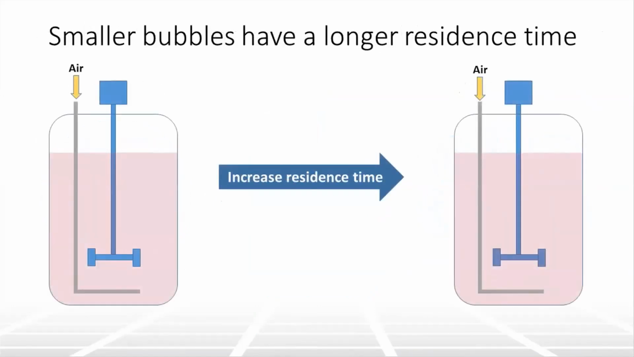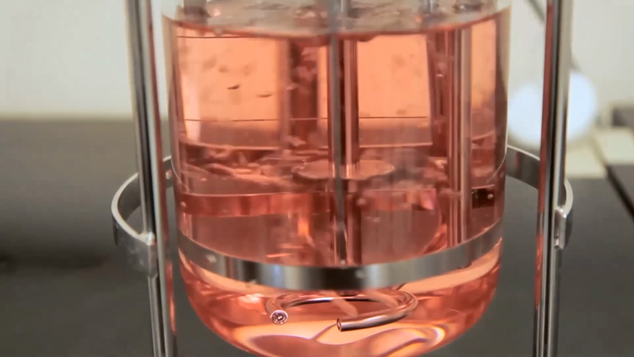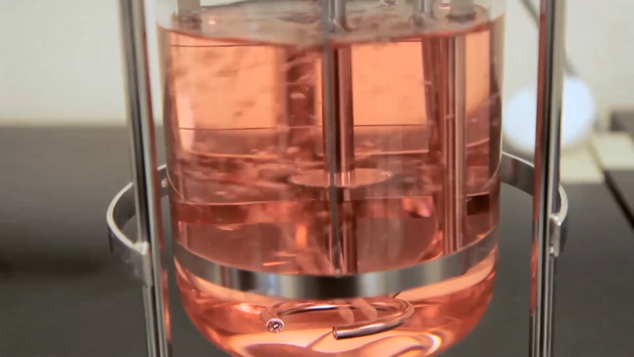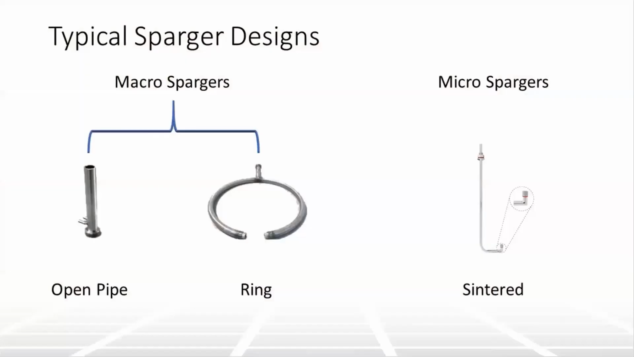The transfer of oxygen from the bubbles to the cell culture media also requires adequate time for the oxygen to dissolve and transfer from the bubble to the media. Small bubbles created by the sparger rise more slowly through the bioreactor, which translates to longer residence times. The design and location of the sparger relative to the impeller location are critical design considerations for adequate distribution of bubbles in the bioreactor. Typical sparger designs can be grouped into two major categories: macro and micro.